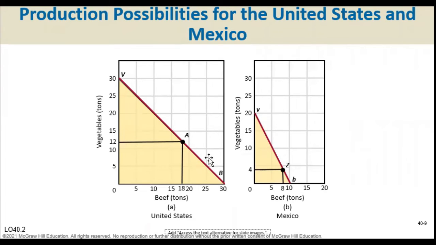So for the United States, if the country produces 12 tons of vegetable, right, 12 tons of vegetable, they can only produce 18 tons of beef to be on the production possibility curve. Right, so if the United States decides to increase the production of vegetable to 15, by increasing it to 15, they have to give away the production of beef. They can only produce now 15 tons of beef.